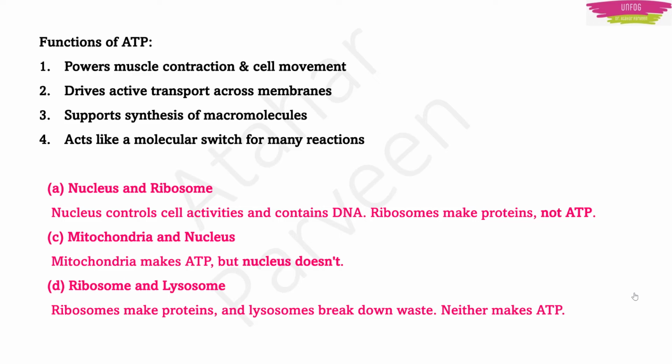Coming to the first one, nucleus and ribosome. Here the nucleus controls cell activities and it is the one where DNA is present. Whereas ribosomes, they make proteins, not ATP. ATP is made in mitochondria. Okay, but not in nucleus or ribosome, right? But then what are ribosomes and lysosomes? What is happening there? Ribosomes are making proteins and lysosomes are breaking down the waste.